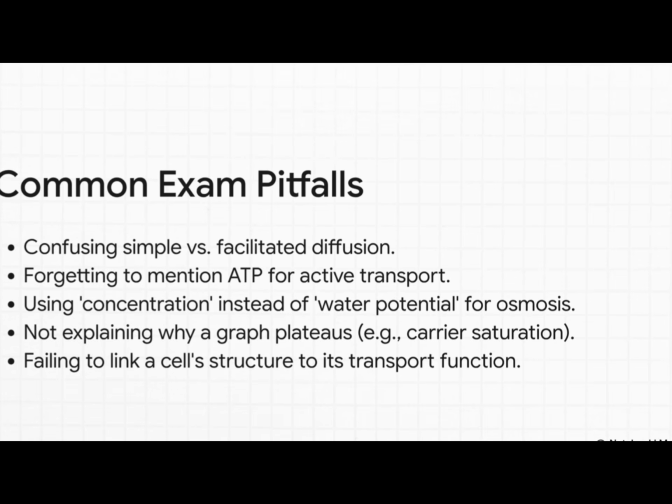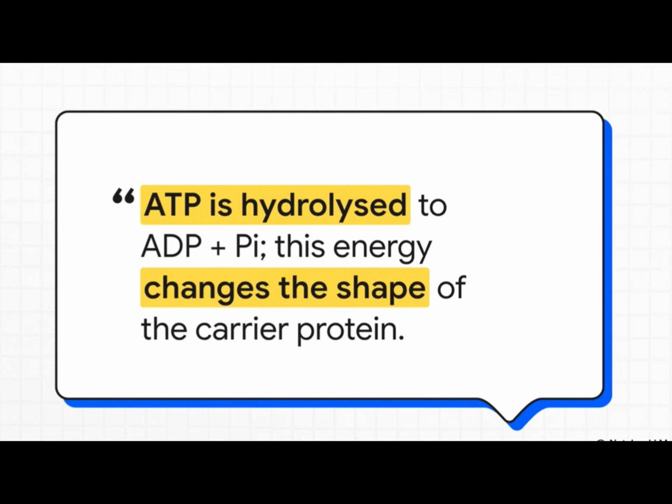Want a sentence that just screams, I know what I'm talking about? When you're describing active transport, try this one. ATP is hydrolyzed to ADP plus an inorganic phosphate. The energy released is used to change the tertiary structure of the carrier protein, moving the substance against its concentration gradient. Every part of that sentence shows a deeper level of understanding. Hydrolyzed is the specific reaction. ADP plus Pi are the products. And changing the shape is the precise mechanism. That right there is a top-tier answer.